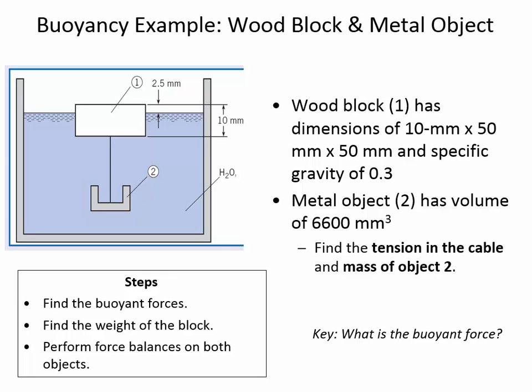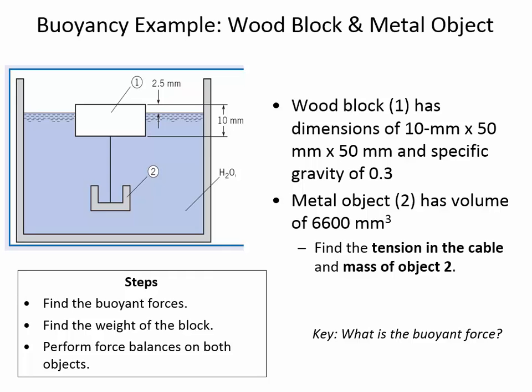So if we want to know the weight, it's going to be 0.1104 newtons plus 0.065 newtons. So the weight of object 2 will be 0.1754 newtons.